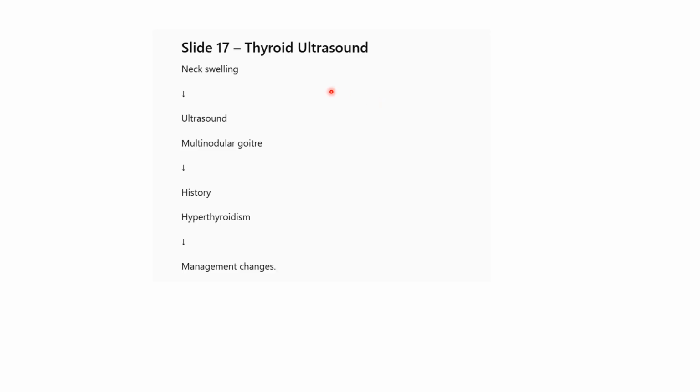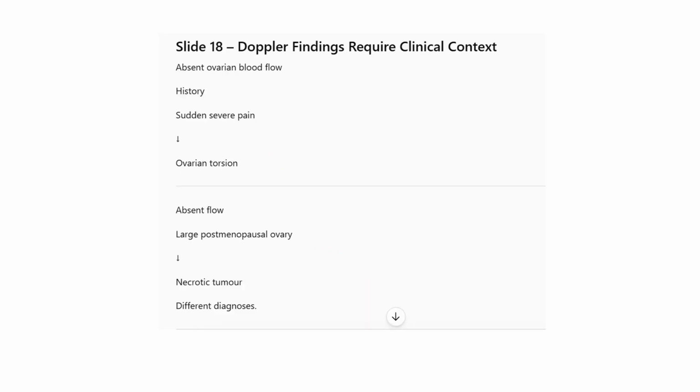Thyroid ultrasound: neck swelling, ultrasound: nodular goiter. History of hyperthyroidism, management changes. Because if there's hyperthyroidism, then management will change, unlike if it's just a goiter without hyperthyroidism. Doppler findings require clinical context. Absent ovarian blood flow, history of sudden severe pain, so it could be ovarian torsion. Absent flow in a large postmenopausal ovary, possible necrotic tumor, differential diagnosis.